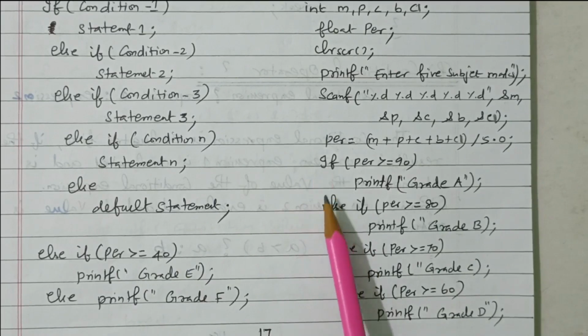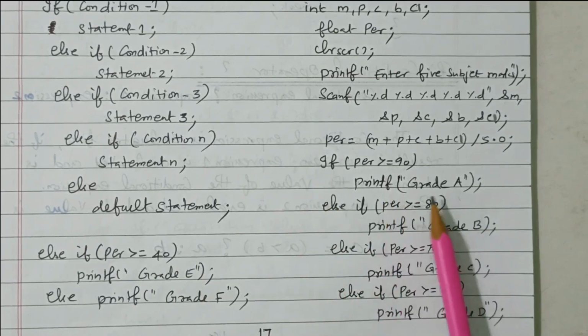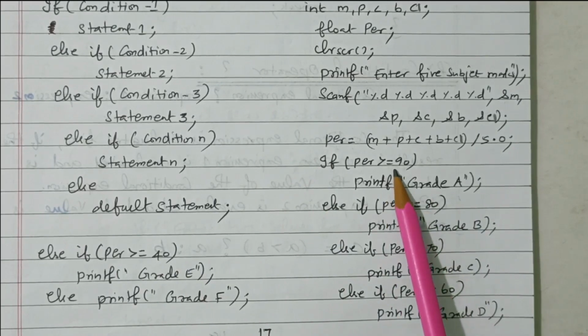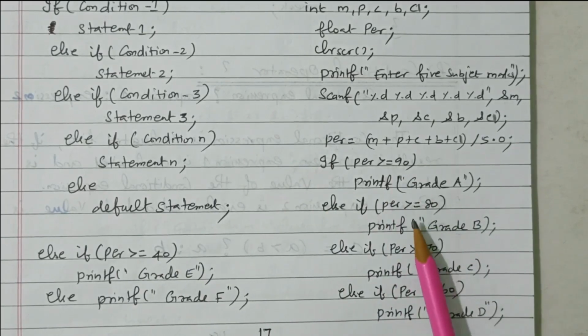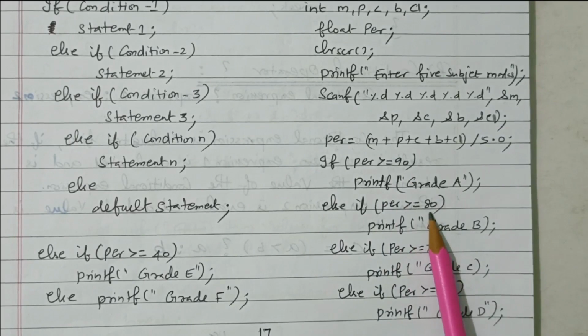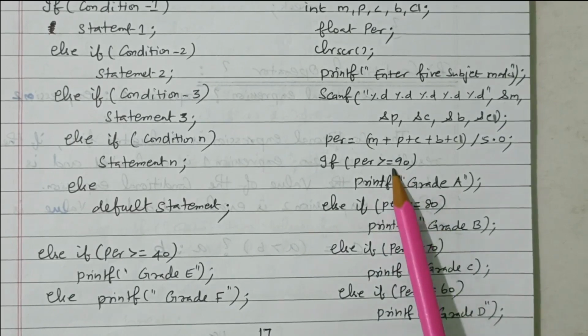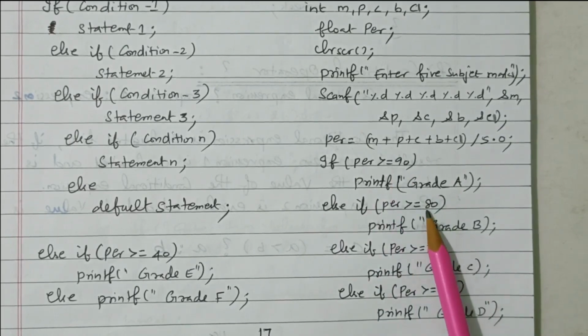Right. So for every condition we have a statement; that is called an if-else ladder. Greater than or equal to 90 is false, greater than or equal to 80 is true, which means it is between 80 and 89, not 90. So 80 to 89 is grade B. Like that we are checking the conditions one by one.